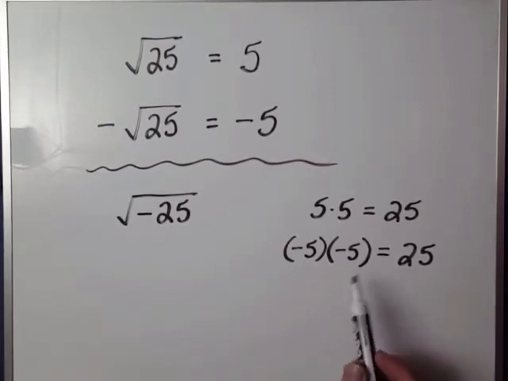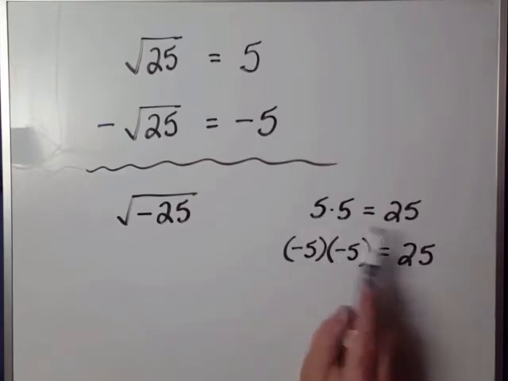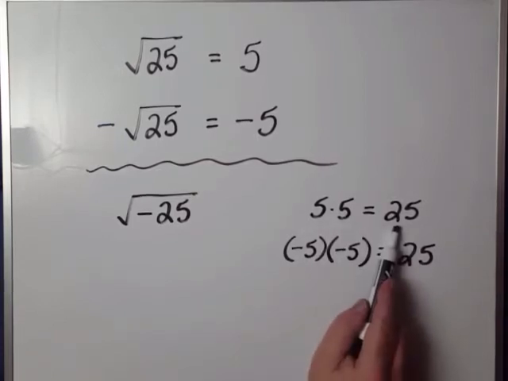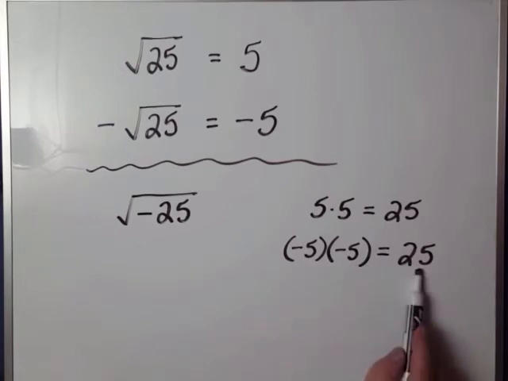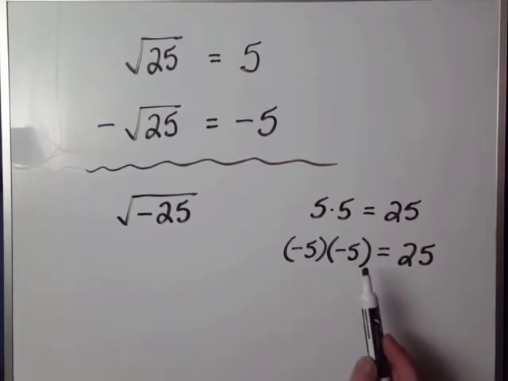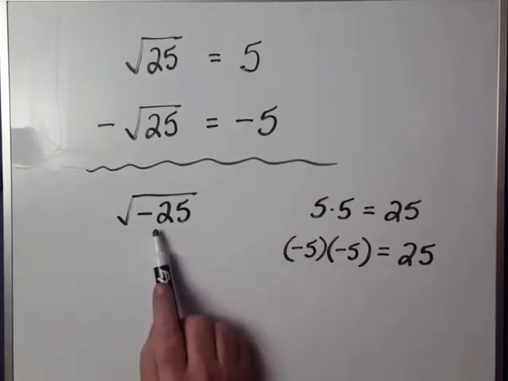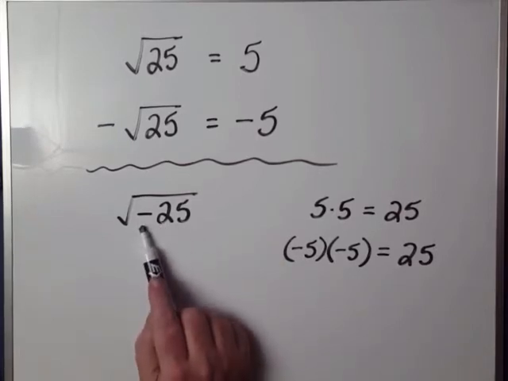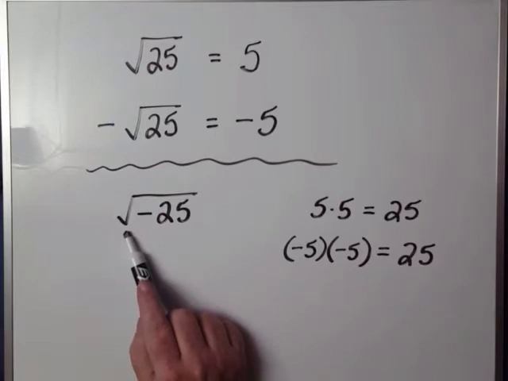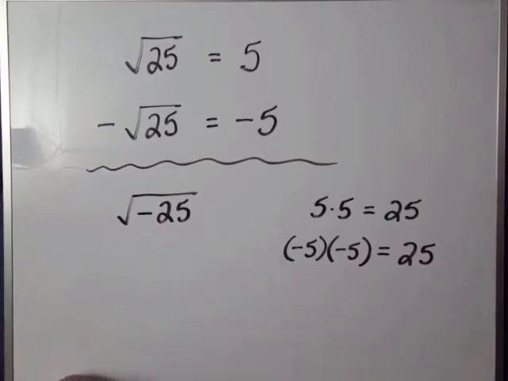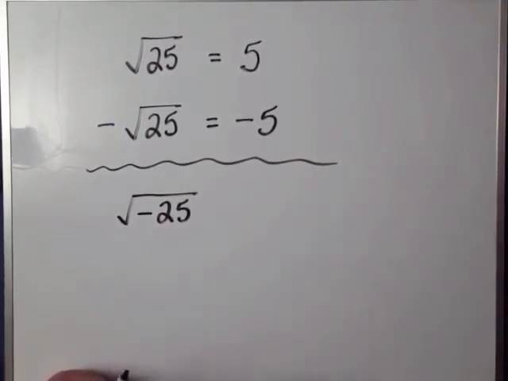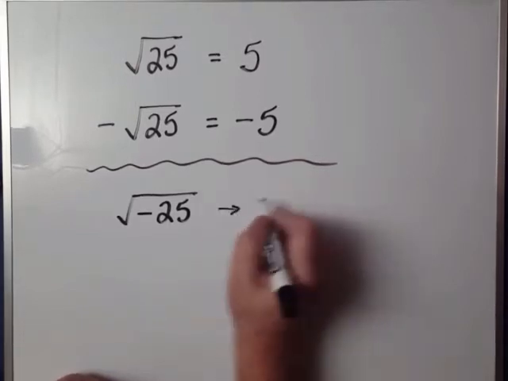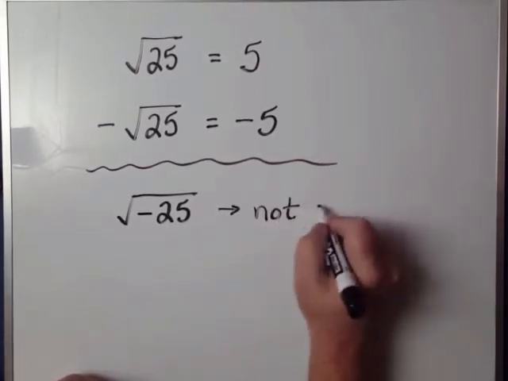Well, a number times itself is either going to be a positive times a positive, which is positive, or a negative times a negative, which is also positive, or it could be 0 times 0, which is 0. There is no real number that will give me, when squared, a negative result. So if you take the square root of a negative number, the best we can say right now is that that is not real.